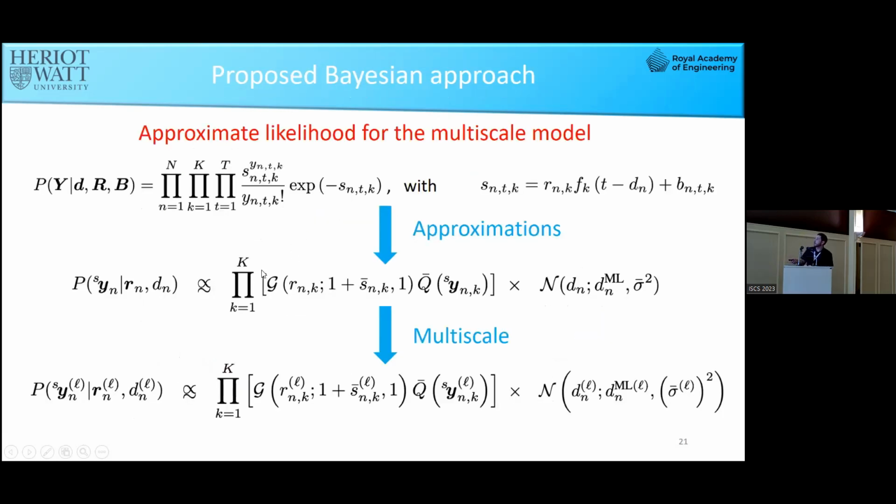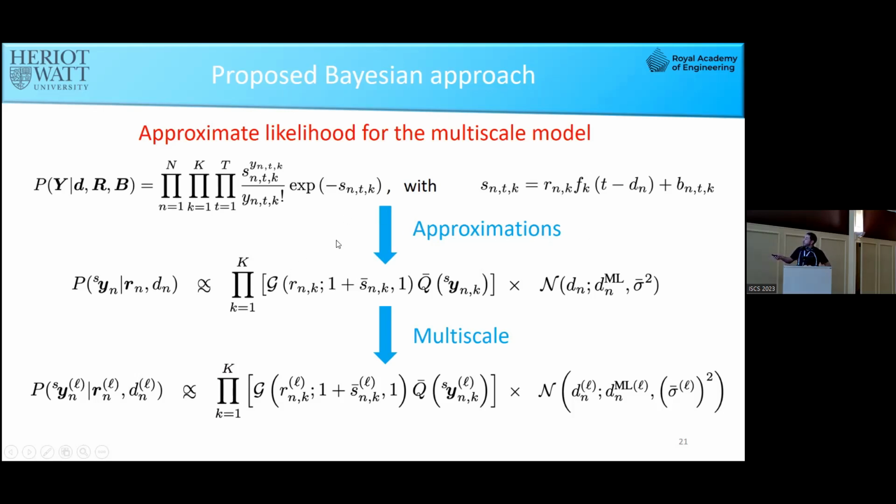So let's talk a little bit about the equations. Here we assume that the histograms of counts are denoted by Y, and our parameters of interest are the depth denoted by D, reflectivity R, and background B. And we assume that the histograms follow Poisson statistics, that is given by this, where the mean denoted by S is given by this equation. So it's an impulse response of the system denoted by F, which is shifted at the right depth, multiplied by a reflectivity term, and to this we add a background.